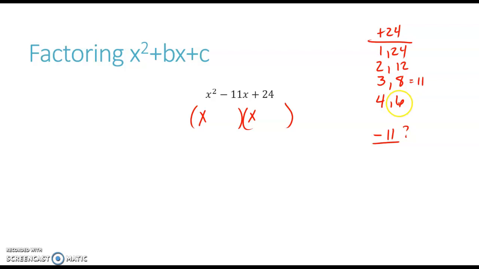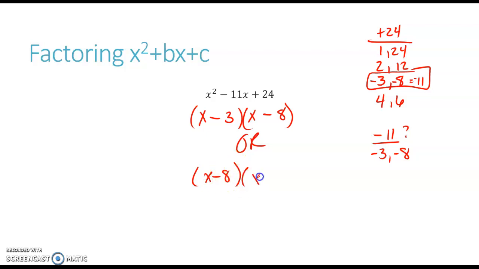And then 4 plus 6 is 10. 6 minus 4 is 2. So it has to be this one. Now, I need it to be a negative 11. So we're going to make these negative 3 and negative 8 so that I get my negative 11. And then I just plug that in. Either x minus 3, x minus 8, or x minus 8, x minus 3. They're both correct. The only time it matters where you place something is if one's positive and one's negative. You just got to make sure the sign's in the right spot.